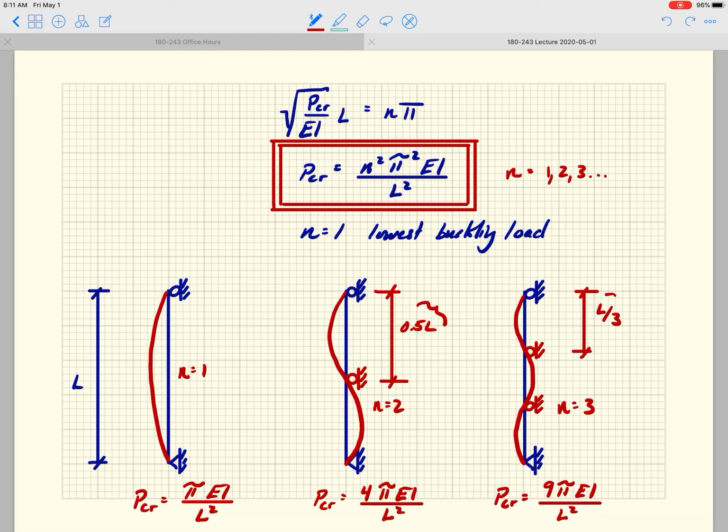This is the first buckling mode, but it's going to occur over a length of L over 3. So if I square that, it just becomes L over 9. The 9 comes to the top. You get exactly the same thing, right?